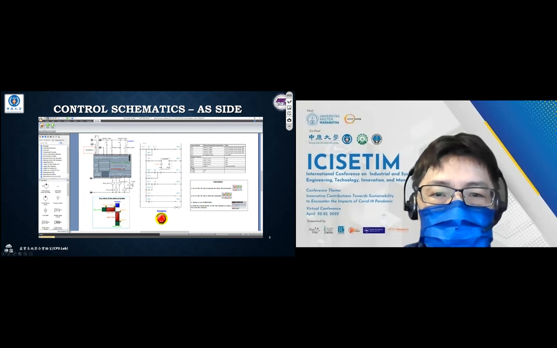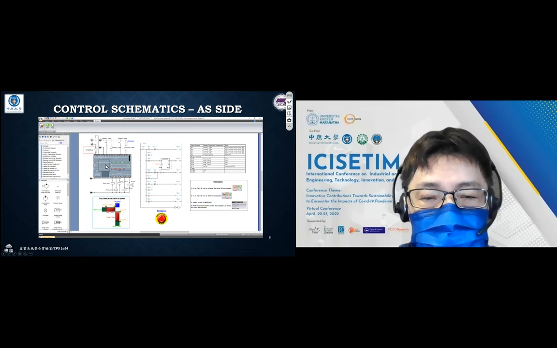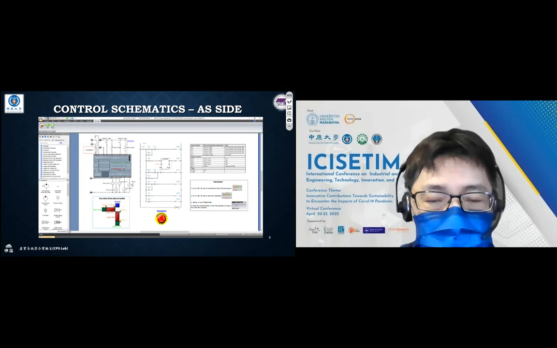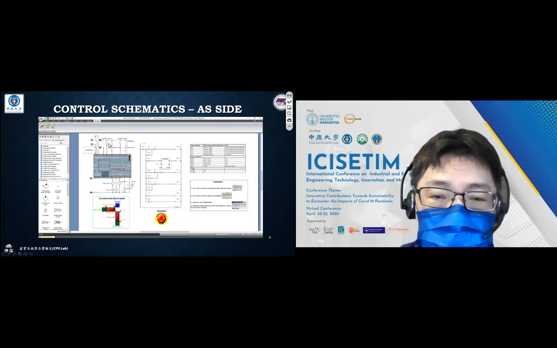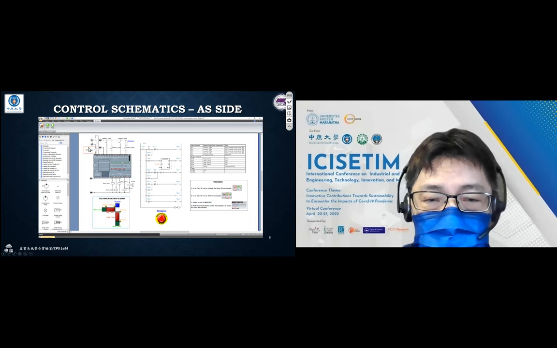And in the control schematic side, this is not a difficult one. We use a virtual PLC. This is Siemens, I think an S7-1200. And of course there is an electronic device, for example a sensor, a power line inside, and a solenoid. And this is a ladder diagram.